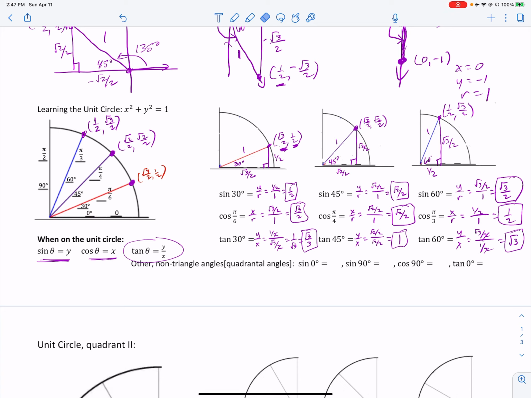All right, and then we still have quadrantal angles. We have 0 degrees, which is 0 radians, and this is where the terminal side hits the unit circle. We are going to be to the right one and up 0. At 90 degrees, or pi halves, we're not going to the right or left any, but we're going to go up 1. So we've got the ordered pair 0, 1.